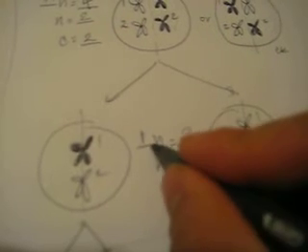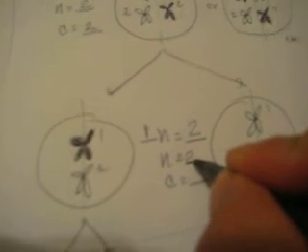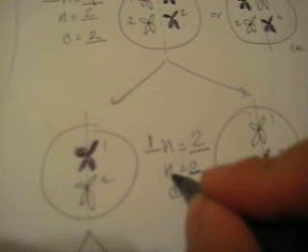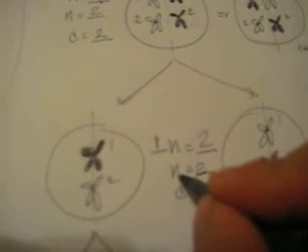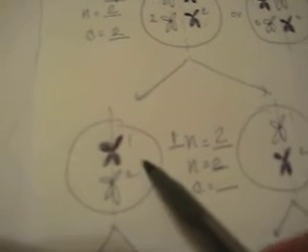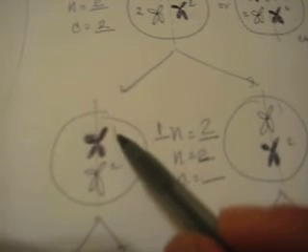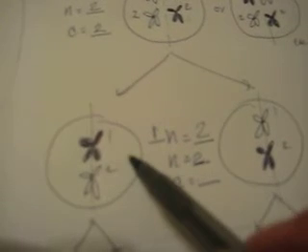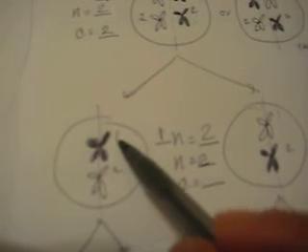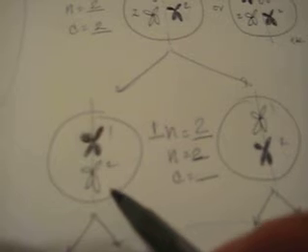The n number is going to be 2 because 2 divided by 1 is 2. Why does that make sense? Because n represents how many kinds of chromosomes there are. When you go back, how many kinds do you see? You see 2. You see 1s and you see 2s. In humans, you have 23 kinds, so it goes all the way to 23. 1, 2, 3, 4, 5, 6 to 23.